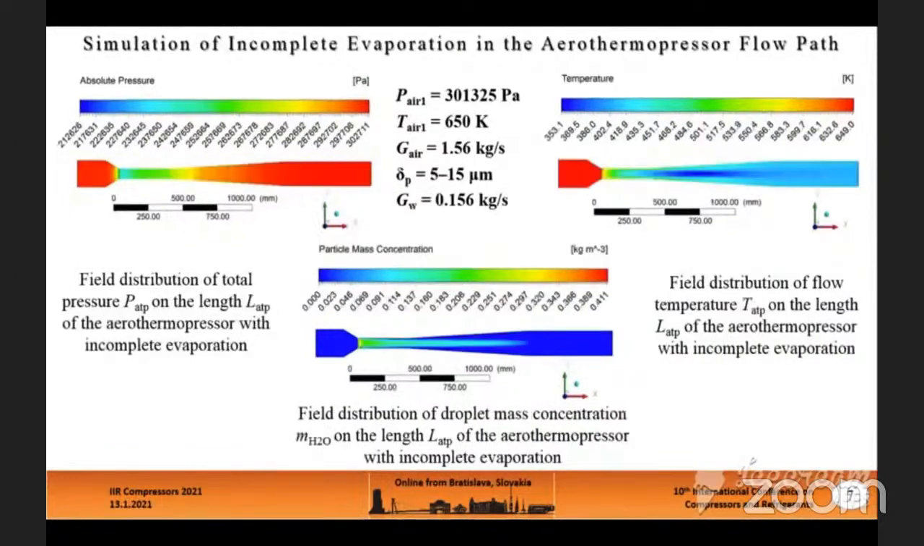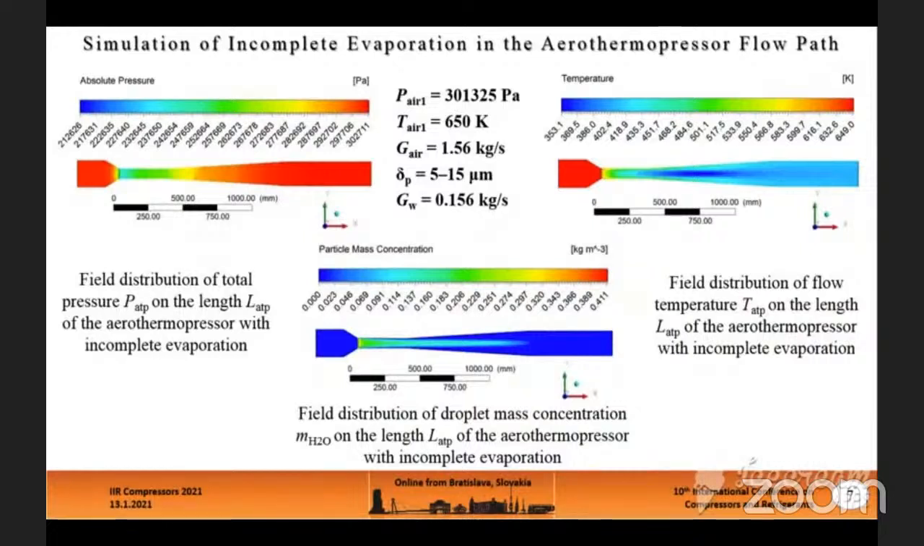At the second stage, the IIR thermopressor was simulated with water injection into the flow path at the evaporation chamber inlet. The results demonstrate that with incomplete evaporation, with obtaining smaller droplets at the outlet from the diffuser part, the increase in total pressure is 4.5 kilopascal or 3% relative to the inlet pressure.